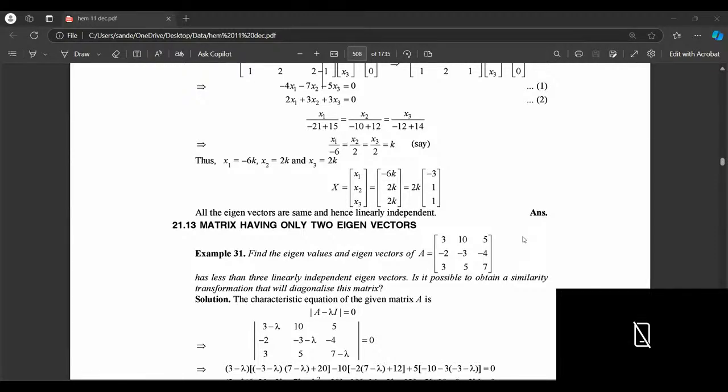To find eigenvalues, we require the characteristic equation. For a given matrix A, we write the characteristic equation as determinant of A minus lambda I equal to 0. If a 3 by 3 matrix is there, after expanding the determinant, we get a third degree polynomial. We get 3 roots, and these 3 roots are nothing but the eigenvalues.